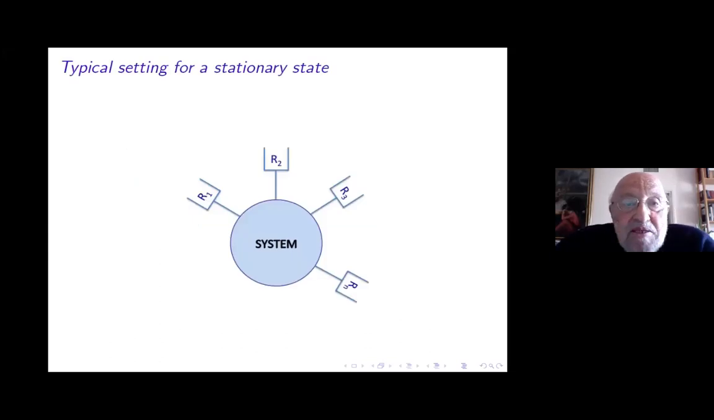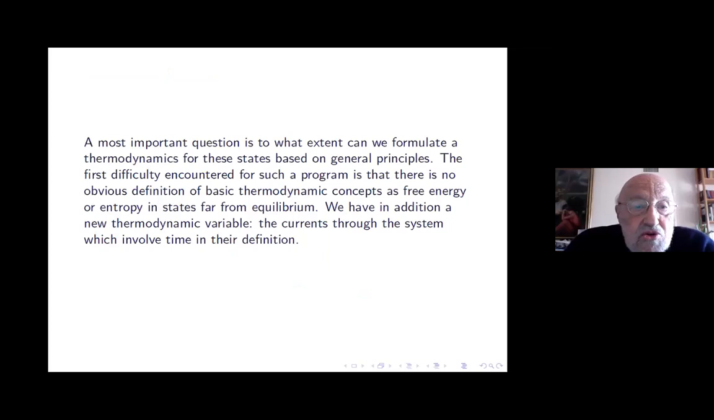So a typical setting for a system in a stationary state is that you have several flows going through the system, and they may interact with each other. And of course, if you want to understand the essential of the problem, you have to start with just one current. And that is what we shall do mainly in this talk.